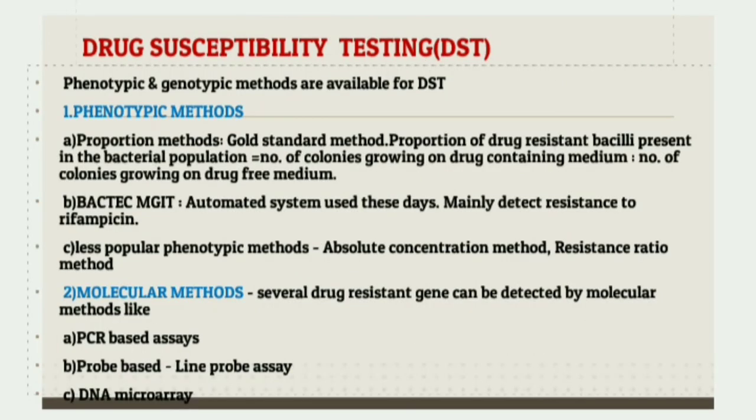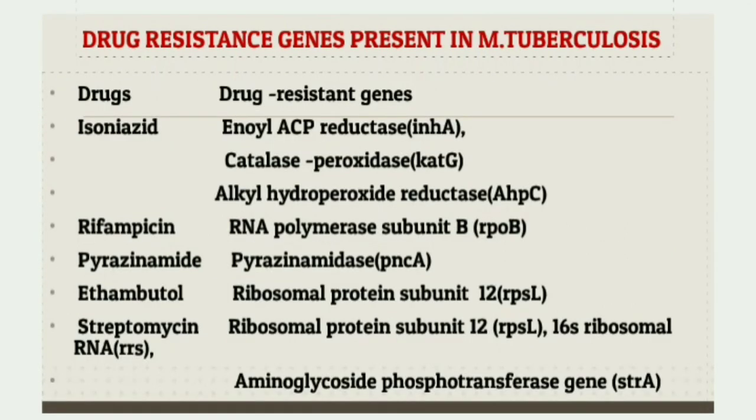Several drug resistant genes can be detected by molecular methods like PCR based assays, probe based line probe assay, and DNA microarray. The drugs and the drug resistant genes are given in the table. Just go through this once. You can see the drugs and the drug resistant genes over here.